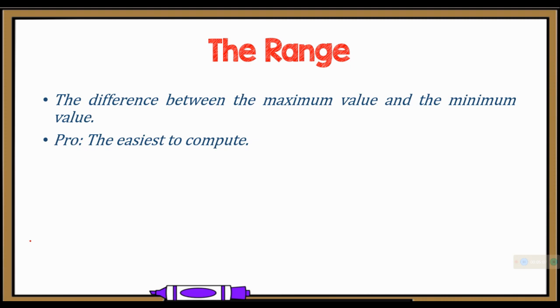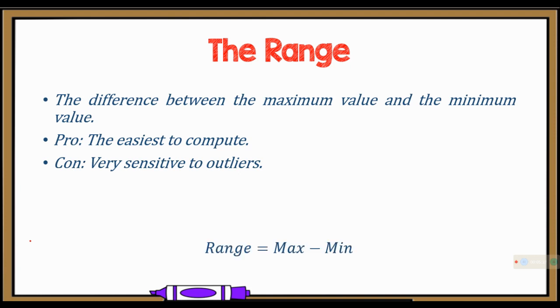So what are the pros and cons of finding the range? For the pro, it is the easiest to compute. And a disadvantage is that it is very sensitive to outliers. So we have here the formula for the range. It is equal to the maximum minus the minimum. Okay?